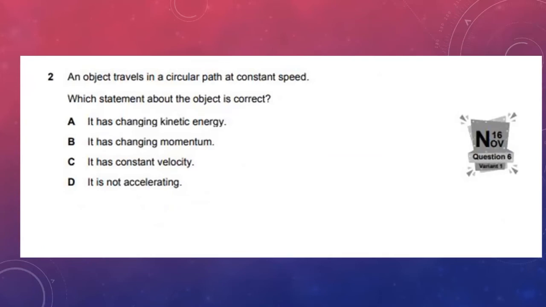D, it is not accelerating. How come it isn't accelerating? As we said before, the moving object in a circular path is affected by centripetal force FC and centripetal acceleration, and both of them act toward the center of the circle. You understand? Please, before answering, try to read carefully before choosing your answer. Okay?